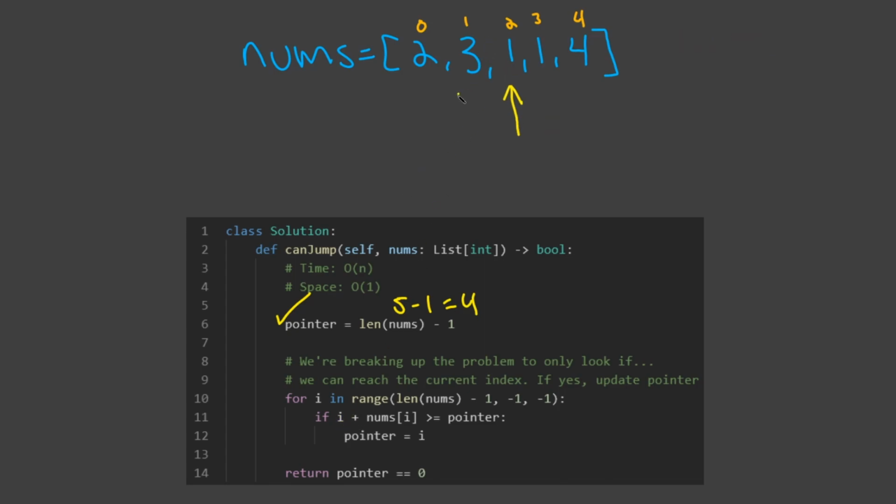So i is currently 1 because we're looking at this index, and our nums at i is 3, and we can see that 1 plus 3 is greater than or equal to 2 because that's where our pointer is currently. So now we can move it to the left again. And now we're at our last iteration. So we're looking at this index here, and now we check 0 plus 2. That is greater than or equal to 1, so we're going to move our pointer to the left again. So now at the end here, we can see that our pointer is at 0, so we're going to return true here. And that's correct.